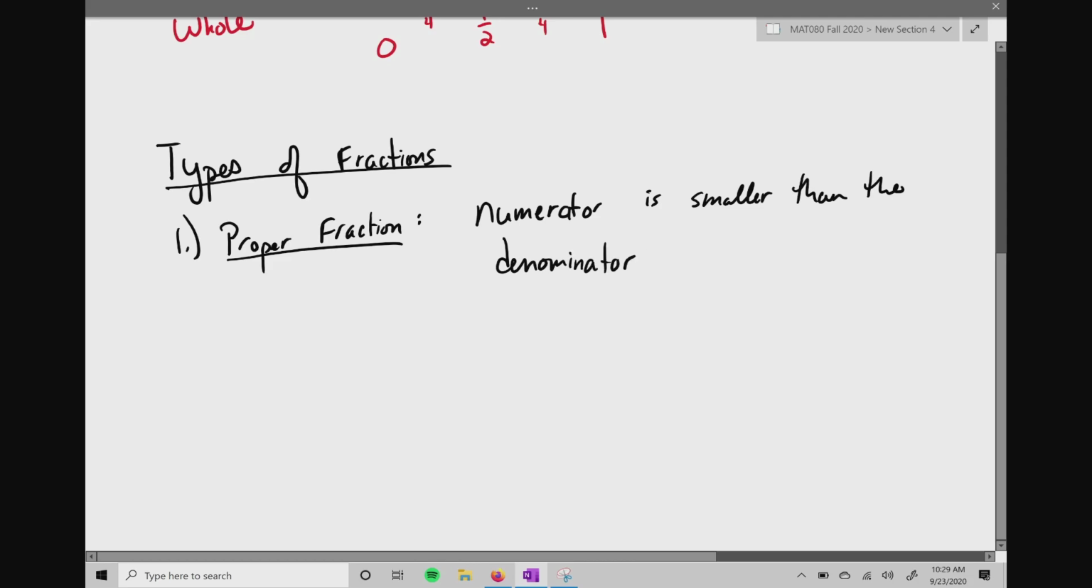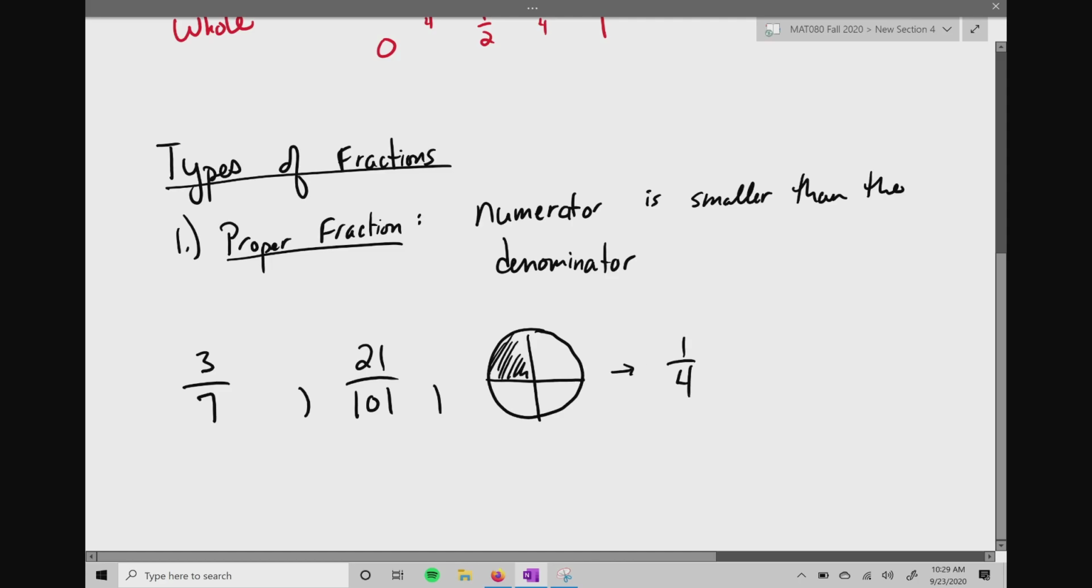All right, and I'm going to give you a couple examples of this, all right? Here we have 3/7. That is a proper fraction, okay? 21 over 101. That's another proper fraction. A picture would look something like this. That is 1/4, okay? How are we looking so far?